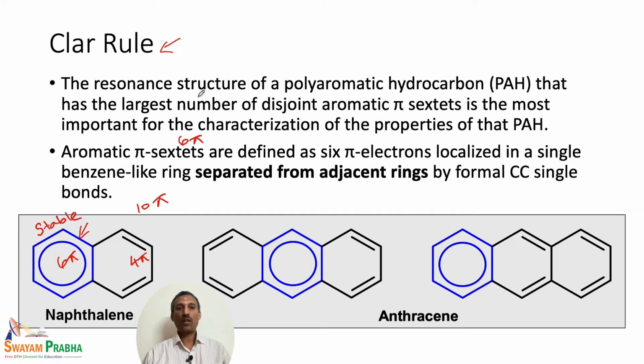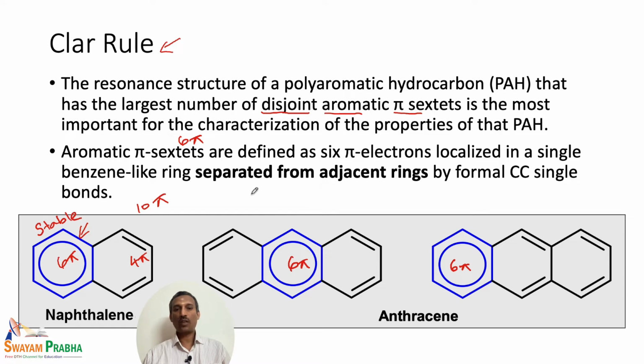So the Clar rule tells us that the resonance structure of the polyaromatic hydrocarbon that has the largest number of disjoint aromatic pi sextets is the most important; this disjoint is the most important thing when we talk about the Clar rule. That means the 6 pi electrons have to be separated from other systems. We will see other systems where more than one aromatic ring can have 6 pi electrons, and from that structure we can identify how to draw the Clar structures for the compound. Here we will simply look at the basic understanding of what the Clar rule is.